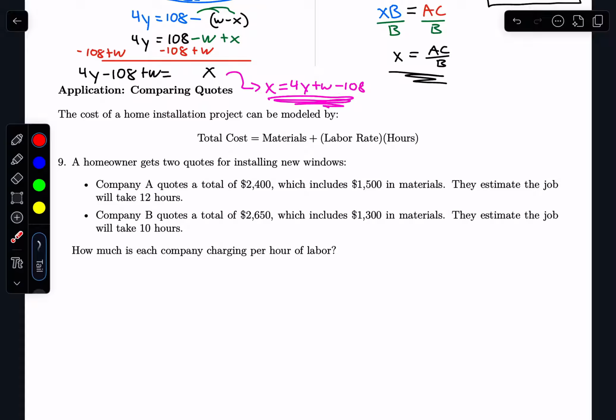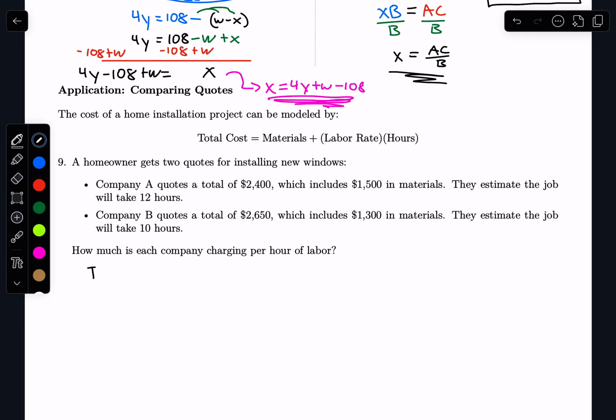Now, in this scenario, I only wrote down company A and company B, but I want you to know in my real life, I got quotes from about 6 different companies. So instead of it only being 2, imagine there was 6 here. I would not want to have to use this total cost formula to solve for labor rate over and over and over again 6 different times. So instead, what we can do is solve the formula for labor rate and then just plug in the variables we're given.